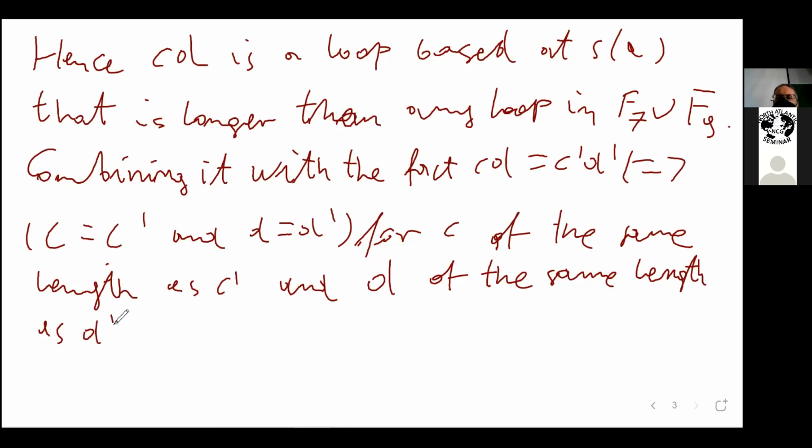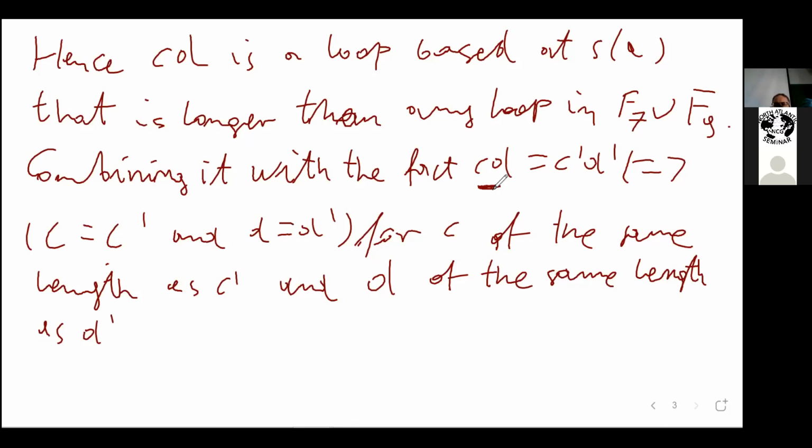But remember that CD is something which is longest in F7 times F9. The only way I can get another loop which is also a longest is if I take a longest loop in F7 and the longest loop in F9, because if I take anything shorter, this will not be a longest loop in F7 concatenated with F9. All right. So I know that C prime is of the same length as C and D prime is of the same length as D.